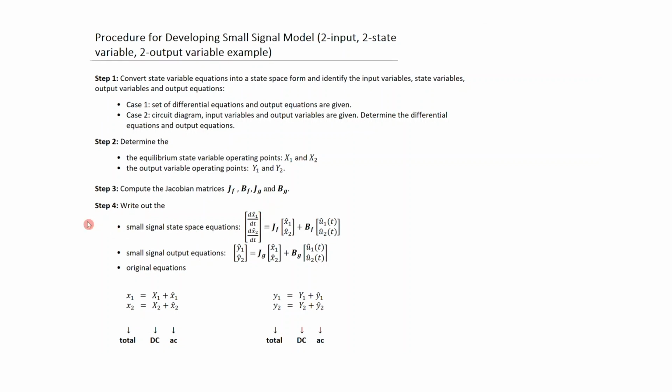And then step 4 is to write out the small signal state space equations, which have this form, and the small signal output equations, which have this form. And then we can look at the original equations, which involve the steady state values with the perturbations. This would be the total. And on the output side would be the original values plus the perturbations in the output variables, which is the total.